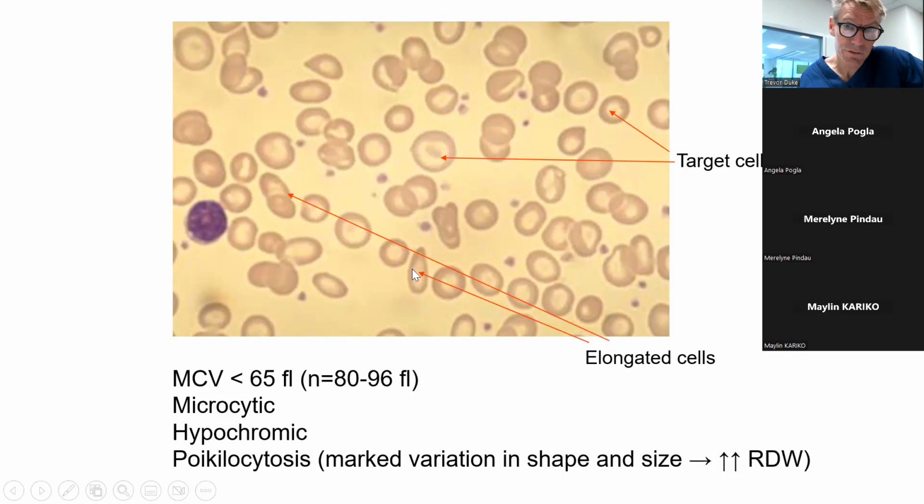And then you get these cells called elongated cells or just misshapen cells. And you can see there's a wide variation in the size and the shape of the cells. It's a microcytic anemia with what we call poikilocytosis, which is a wide variation in size and shape. And then, of course, because of that, the red cell distribution width is very high. There's a wide variation in size and shape, and that's why the RDW is high when you do the full blood count.